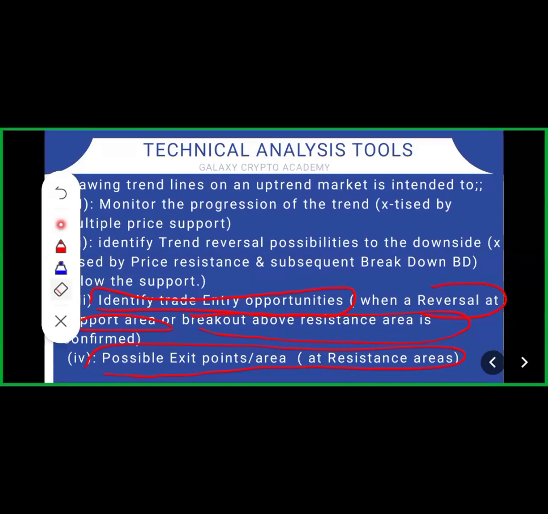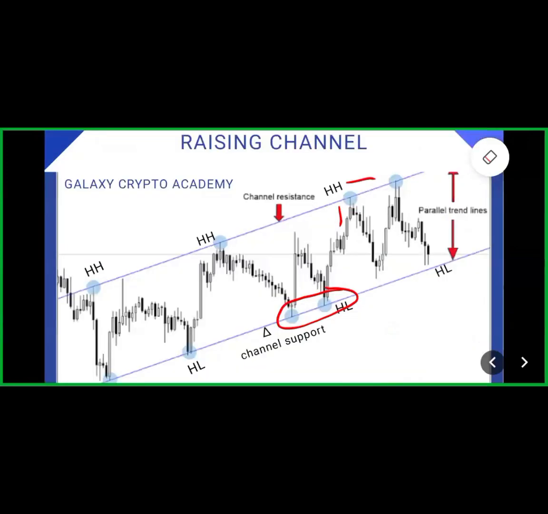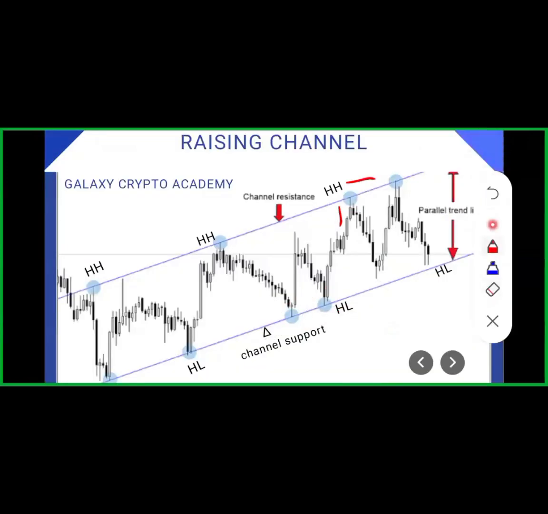So as I said, the 4th point of why it is important for you to learn or know or draw the support and resistance lines on your chart is to identify possible exit points. Which are always at the resistance line or area. That is very simple. If you enter a market, from whatever point of entry you're going to make, as a trader, you don't go blindly. You should be knowing what your target is. And the target is normally the most recent resistance line or area or level.